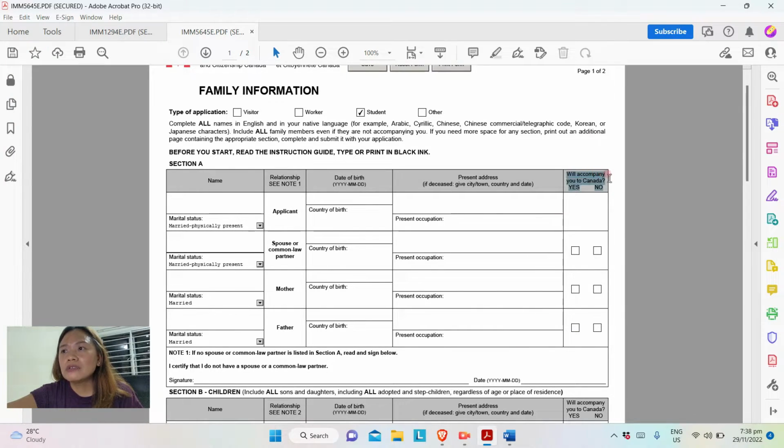Here I forgot, you have to tick yes or no: will accompany you to Canada. Your spouse, you have to tick yes. Your mother, no. Father, no.